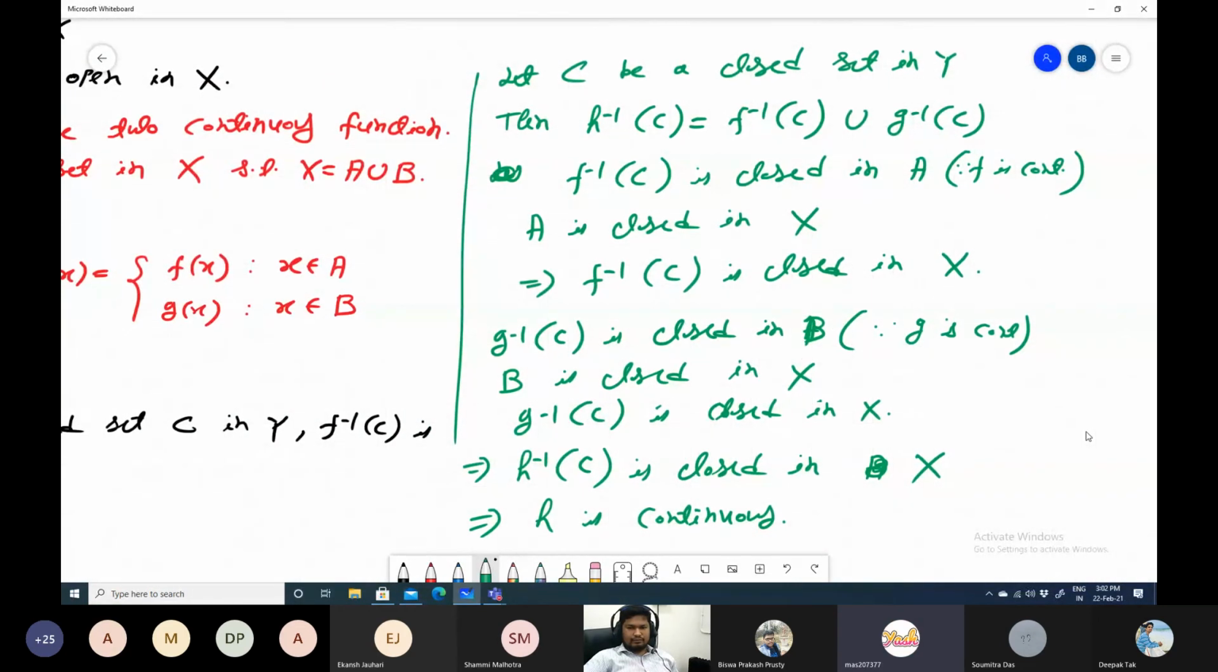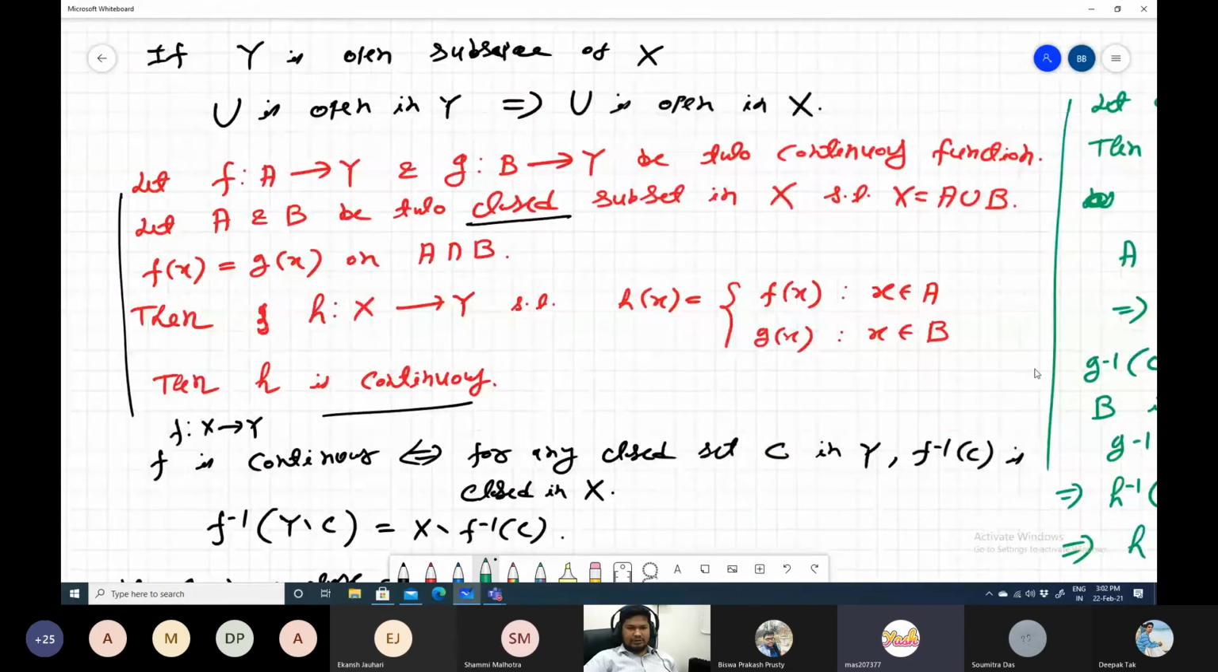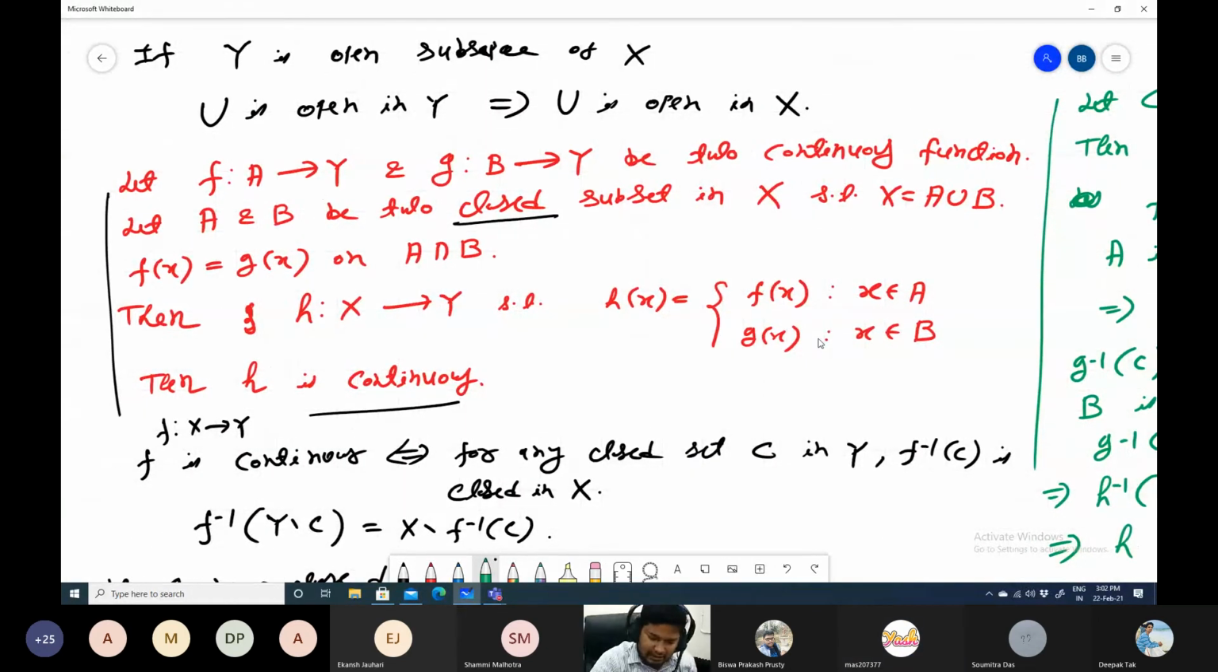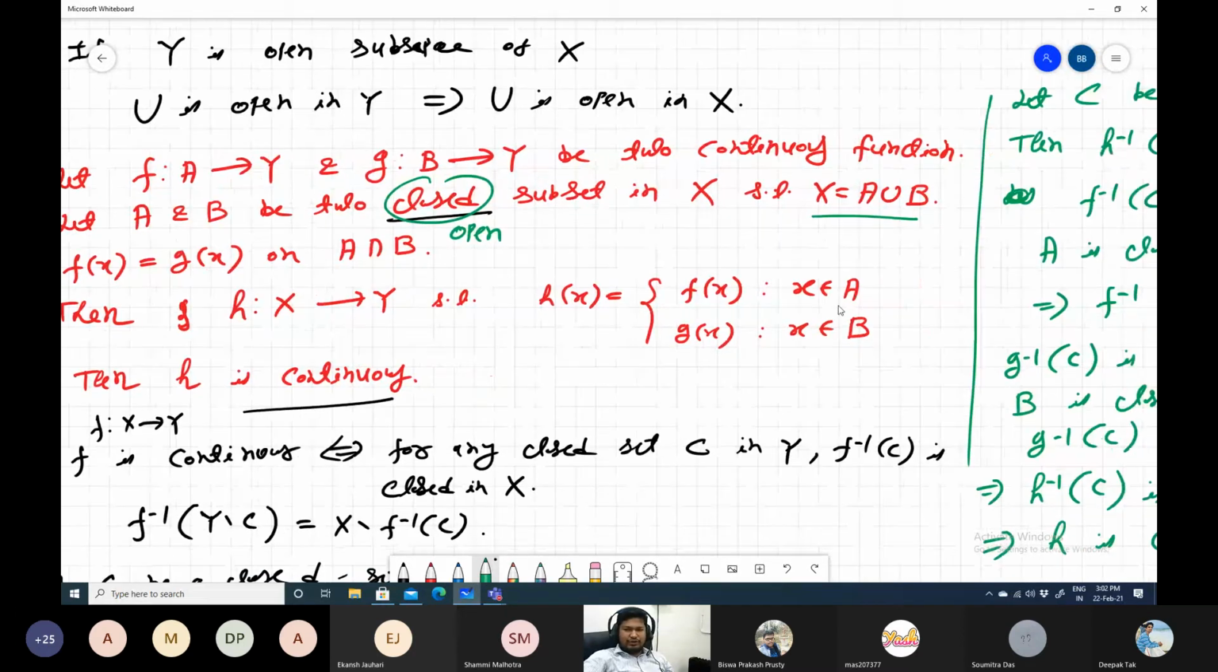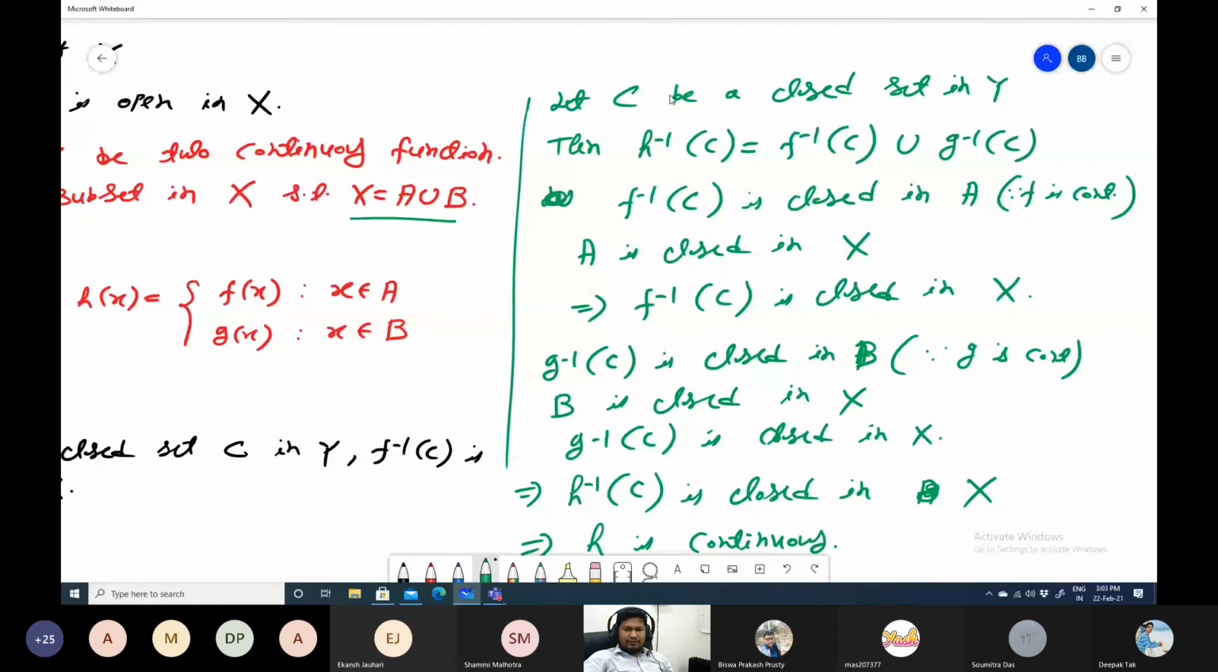If A and B are open, then it's true now. Right. Now that is my question. Suppose it is given that these are two continuous functions and these two sets are open, and this is again the intersection, then H is continuous. Now can you prove that? Then again you can prove that. In that case, you will prove in this way: start with an open set U. So let U be an open set in Y. Therefore, H inverse U will be F inverse U union G inverse U.